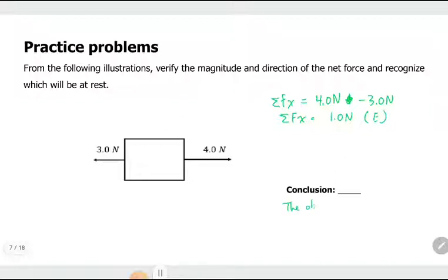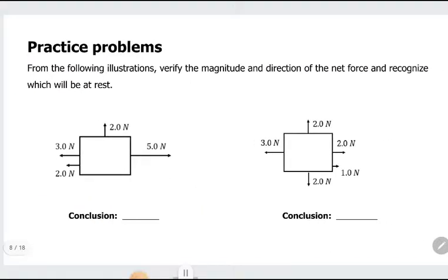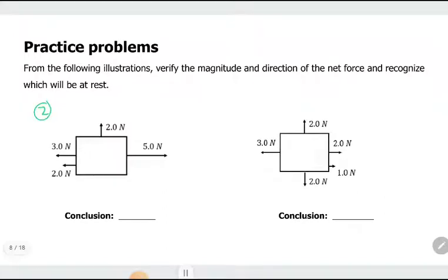So the object will accelerate to the right or to the east. Now, how about the next ones? So number 2, okay, let's do the x first since there are a lot of forces along the x. So the 5 will take the positive sign, but the 3 Newton force and the 2 Newton force will be both negative. Ano po? So 5 minus 3 is 2, then 2 minus 2, that's also a 0.